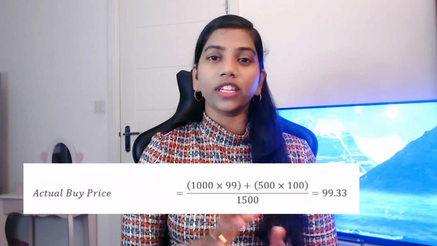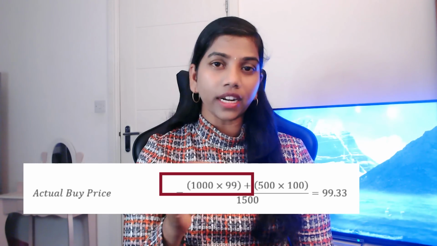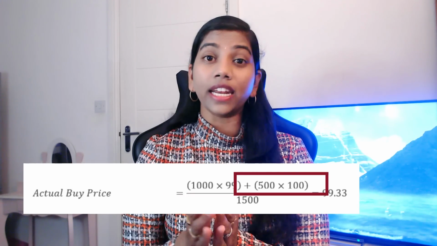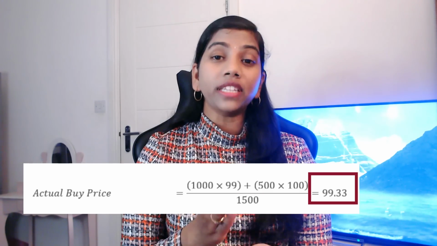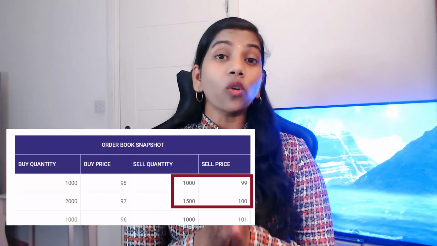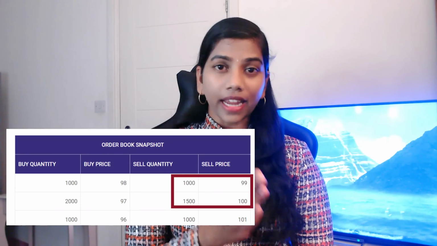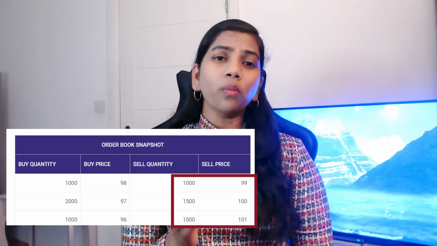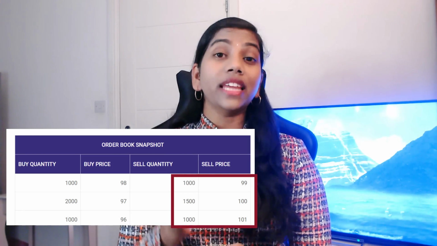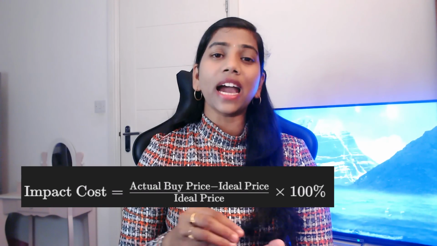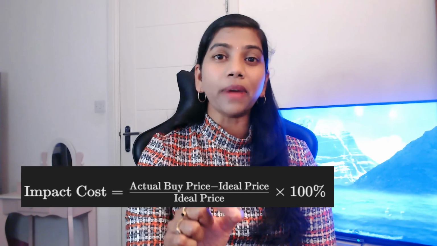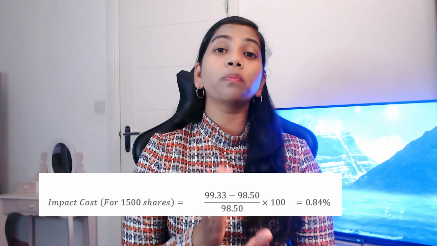But in reality, that's not the case. The first 1000 shares I will buy for 99 rupees. Then the second 500 shares I need to buy for 100 rupees per share. In this way, the actual buy value will be 99.33 rupees per share, not 98.5 rupees per share. Here, please note, since I want 1500 shares, I'm using the two sell quotes, 99 and 100 rupees per share. If you want to buy more shares, then we have to use the respective n number of sell quotes for determining the actual price. Anyway, that actual price minus the ideal price, divided by the ideal price, in percentage terms is called the impact cost. For this case, the impact cost is 0.84%.